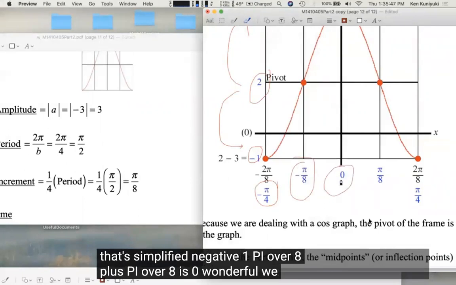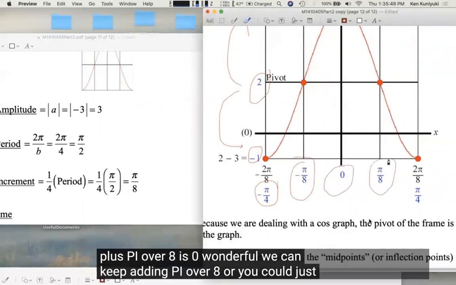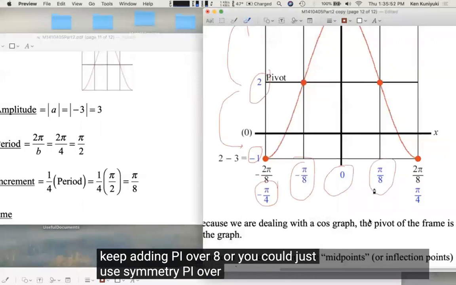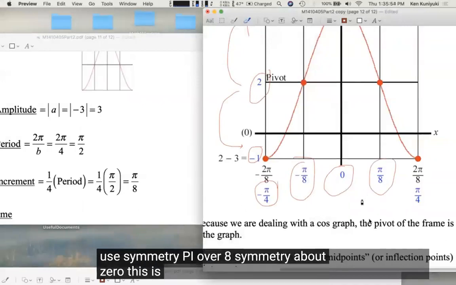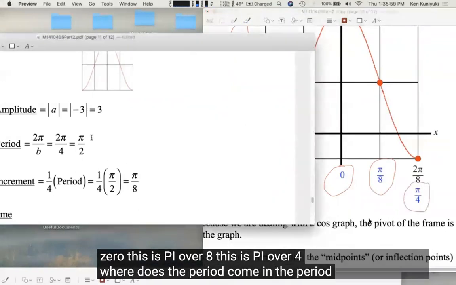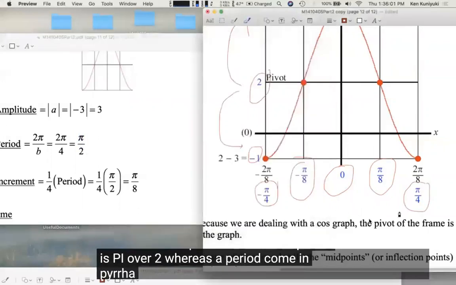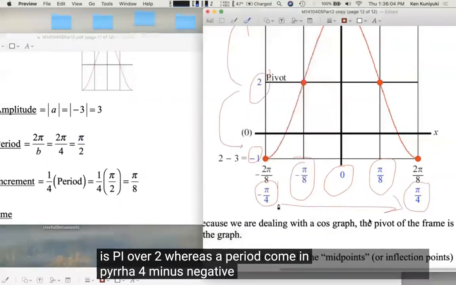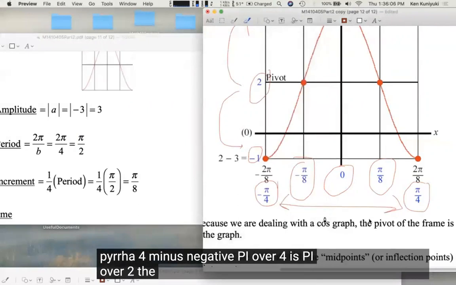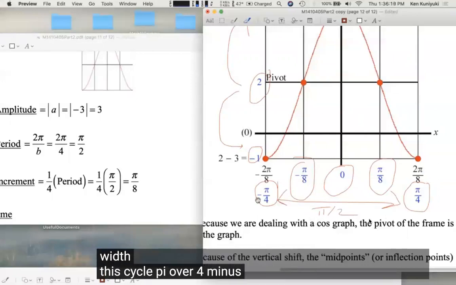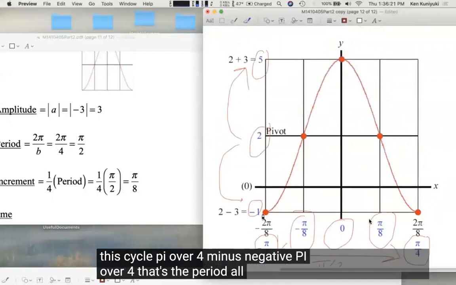Wonderful. We can keep adding pi over 8, or we could just use symmetry. Pi over 8, symmetry about 0. This is pi over 8. This is pi over 4. Where does the period come in? The period is pi over 2. Pi over 4 minus negative pi over 4 is pi over 2, the period. The period is the width of this cycle. Pi over 4 minus negative pi over 4. That's the period. All right.